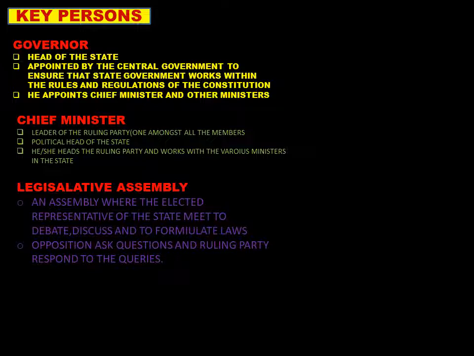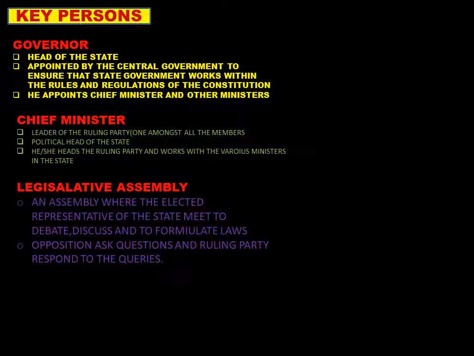In other words, you can say that the Governor acts as the agent of the central government, so you have to find out who is the present Governor of your state. Next, another important office is the Chief Minister. The Chief Minister is the leader of the ruling party and one amongst all the MLAs. The Chief Minister is the political head of the state. He or she heads the ruling party and works with the various ministers in the state. So he works as the head of the ruling party to run the state government.